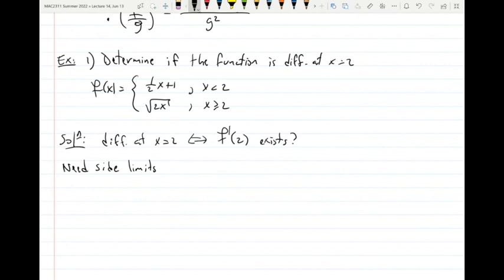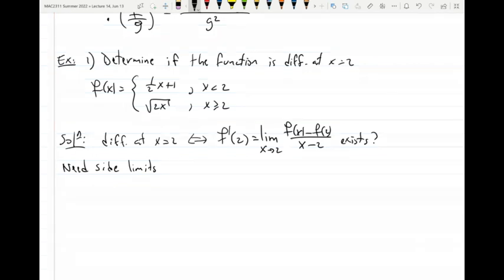So by the way, let me put this: the limit as x approaches 2 of f of x minus f of 2 over x minus 2, as a formula in this particular case. And what we're wondering is, does this limit exist? Okay? And for this, we need side limits because I don't know what to write here for f of x. Because we don't know what side we are on. Okay? Until we know what side we are on, we can't pick a formula. So we need side limits.